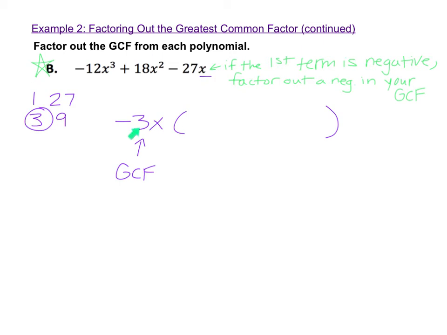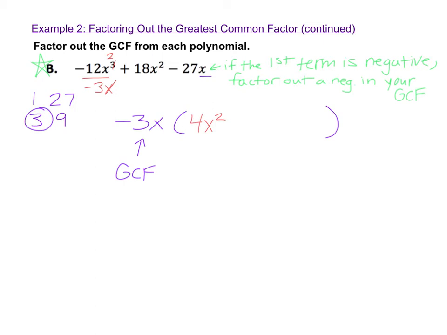What multiplies with negative 3x to get us back to negative 12x to the third? Well, we need a positive 4 because negative 3 times 4 is negative 12. And then we have 1x outside. So that means I need 2x's left over here. X times x to the second gets us back to x to the third. Now, it would also work if you divided each term by negative 3x. When you divide, you just take away one of the x's. So the x on the bottom can cancel out 1x on the top.